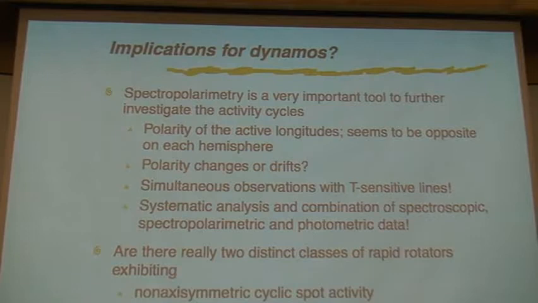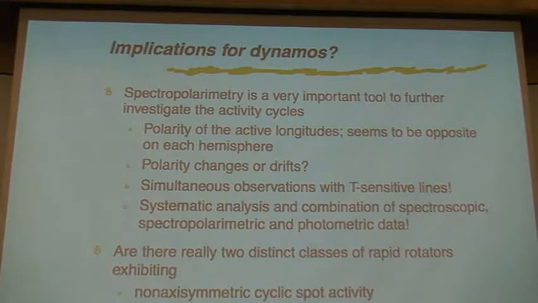Okay, so these are now the conclusions for the first talk. We know that we can, in principle at least, observe magnetism on other stars with spectral polarimetry, but there are some important things that we should also learn more from these methods. One of them is the polarity of these active longitudes. Does it change when we see this change of the magnitude of the spots?